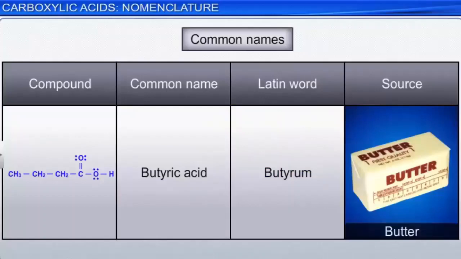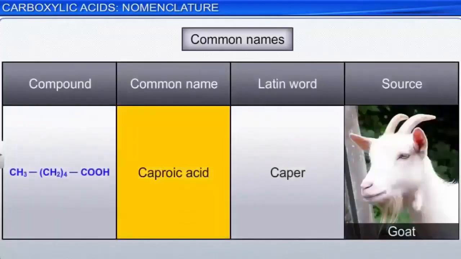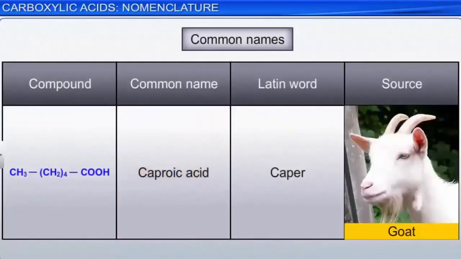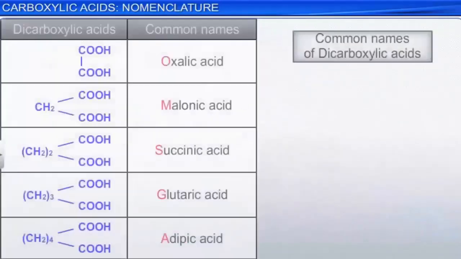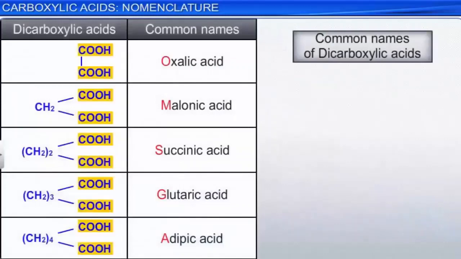The name caproic acid, which is obtained from goat fat, is derived from the Latin word caper, which means goat. A dicarboxylic acid contains two carboxyl groups. The table here gives the common names of some dicarboxylic acids. Their names can be easily remembered by the mnemonic, "Oh my, such good apple."